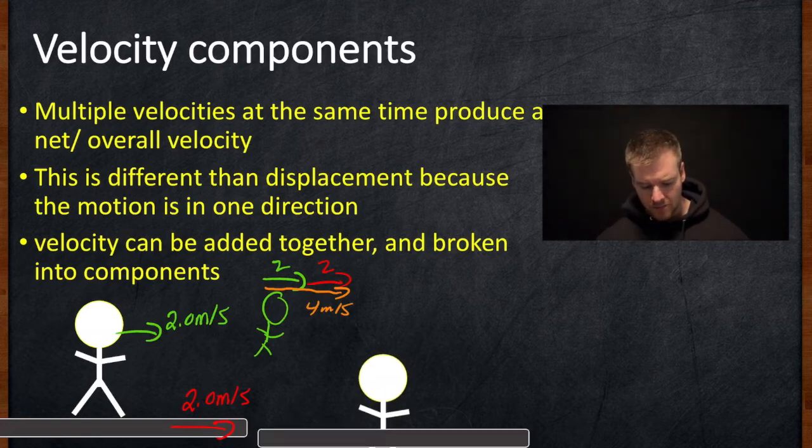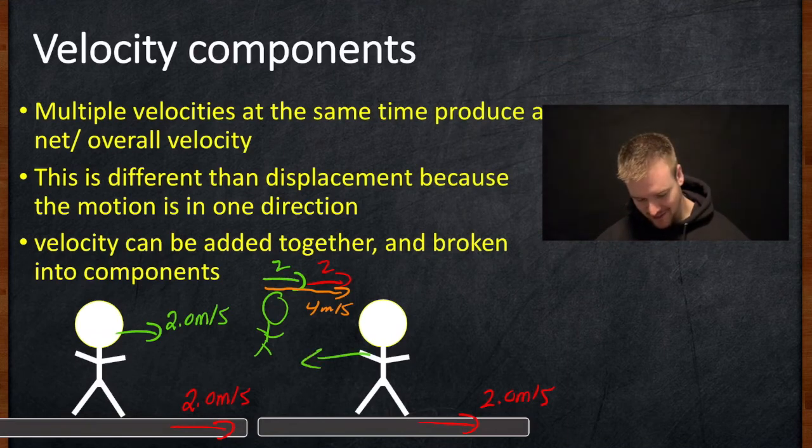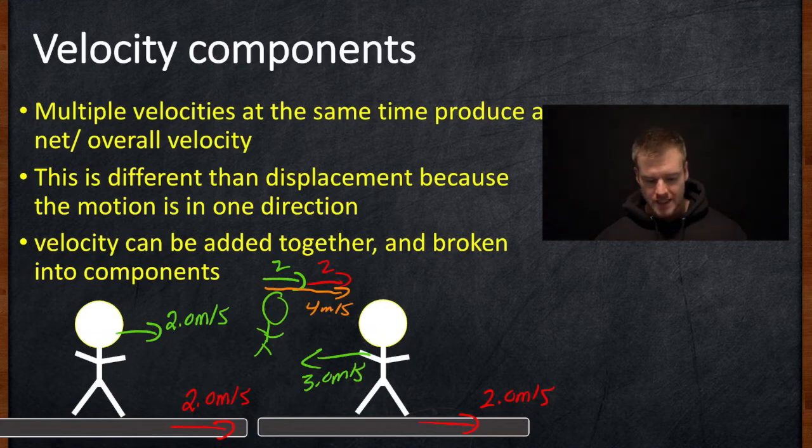Let's do another example where I'm going to put the sidewalk again in red. It's still going the same speed at 2.0 meters per second. Now the person decides to run in the other direction. Maybe that's fun for them. And they're going to run this way at 3.0 meters per second. What's their overall velocity going to be?